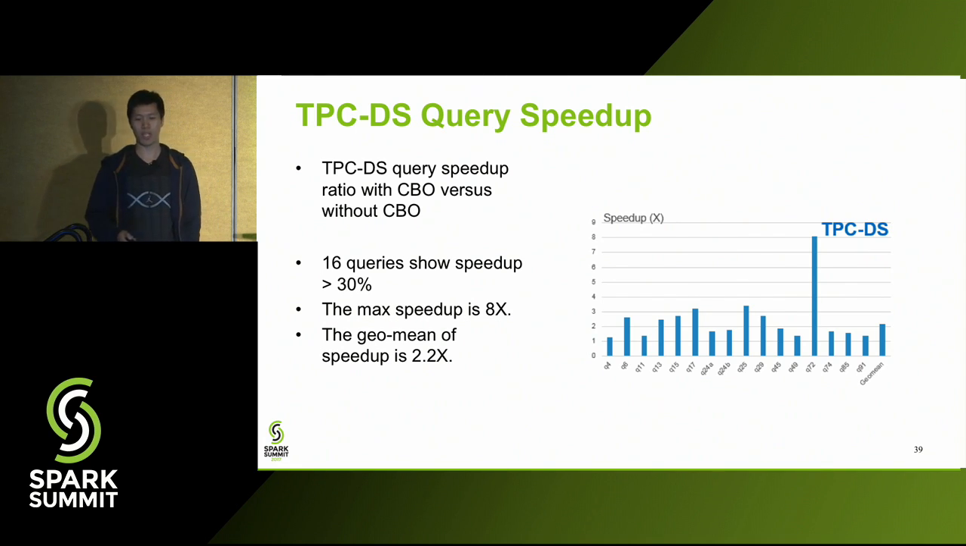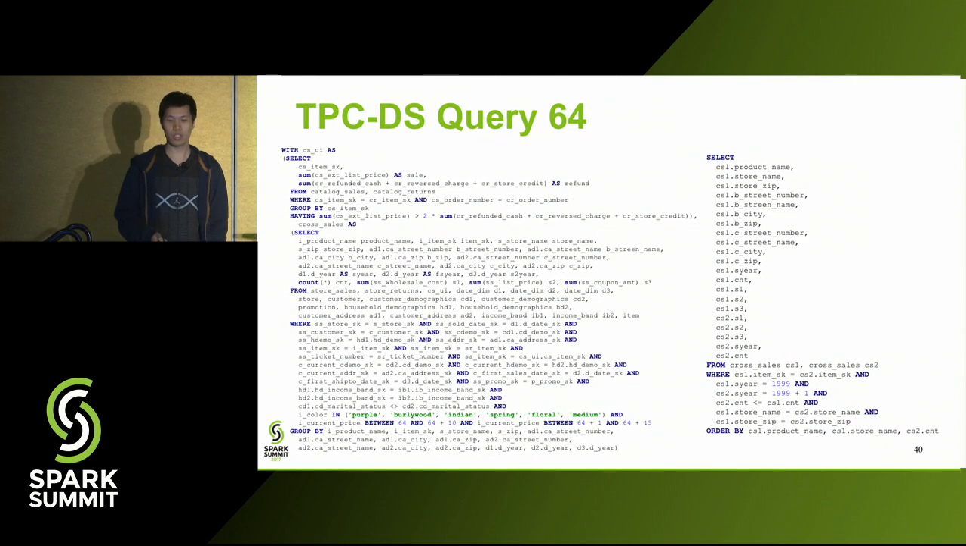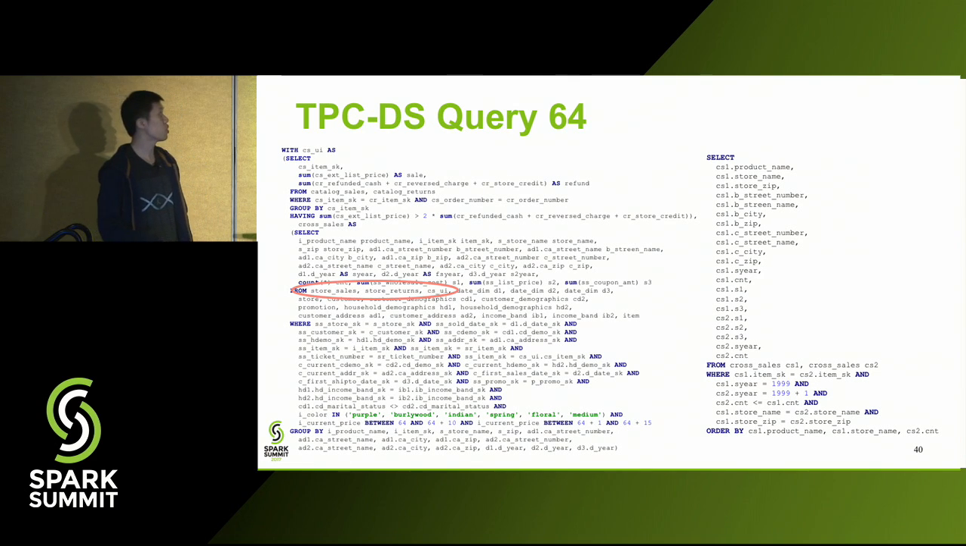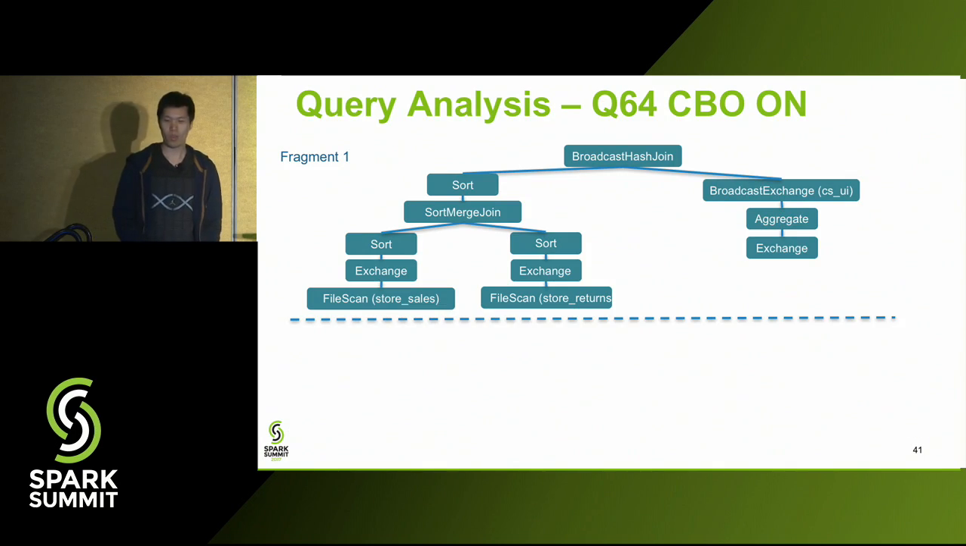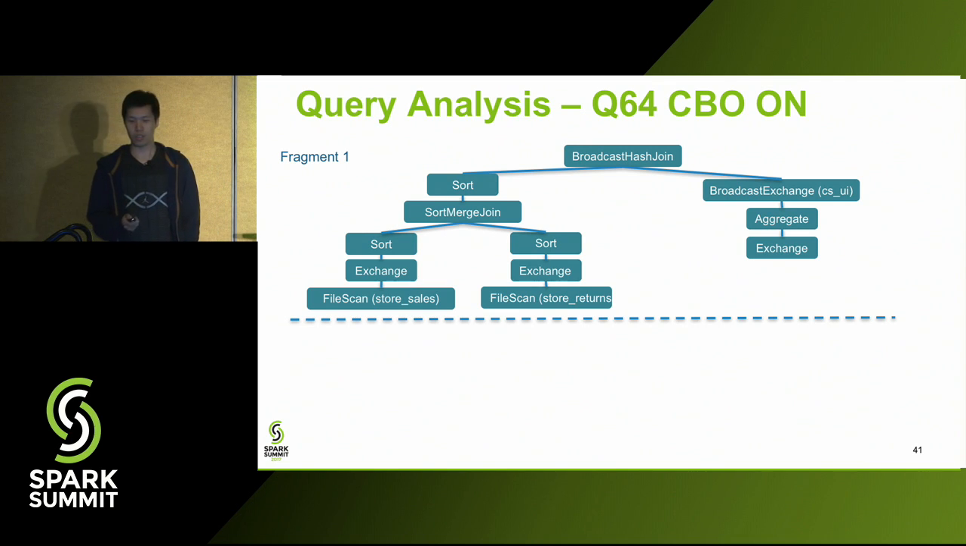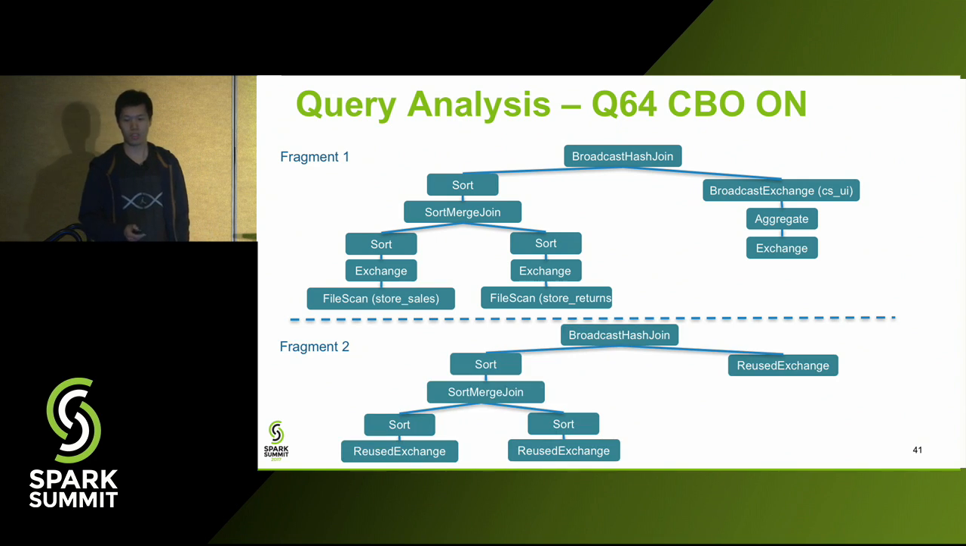Now let's look back into query 64. For query 64, we only need to know that it performs these 3 table joins twice in a single query. Now with CBO turned on, the first fragment of this join is like this. First we shuffle the store sales table and shuffle the store returns table and join them, and use the join result to join another table, CSUI. CSUI is a common table expression.